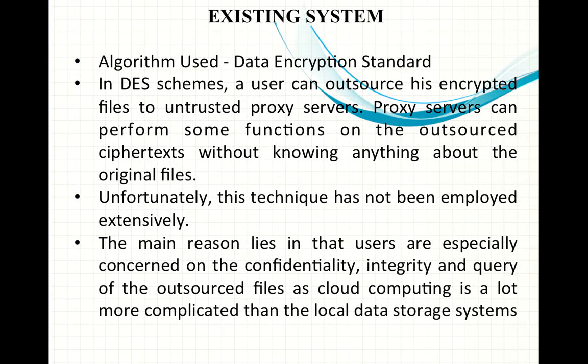Existing system. The main algorithm uses the existing system's Data Encryption Standard. In DES schemas, a user can outsource his encrypted files to untrusted proxy servers. Proxy servers can perform some functions on the outsourced ciphertext without knowing anything about the original files. Unfortunately, the technique has not been employed extensively. The main reason lies in that users are especially concerned about the confidentiality, integrity, and query of the outsourced files, as cloud computing is a lot more complicated than local data storage schemas.